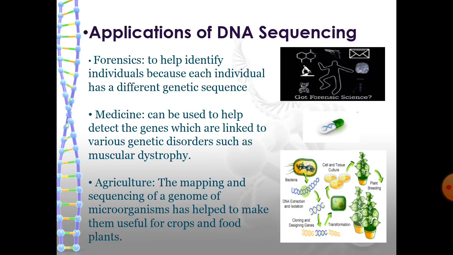Now coming to the forensic application, it helps to identify individuals because each individual has a different genetic sequence. In medicine, it can help to detect genes linked to various genetic disorders, mostly muscular dystrophy. And as I told, in agriculture, it has various applications like the mapping and sequencing of the genomes of microorganisms, which has helped to make them useful for crop and food plants.